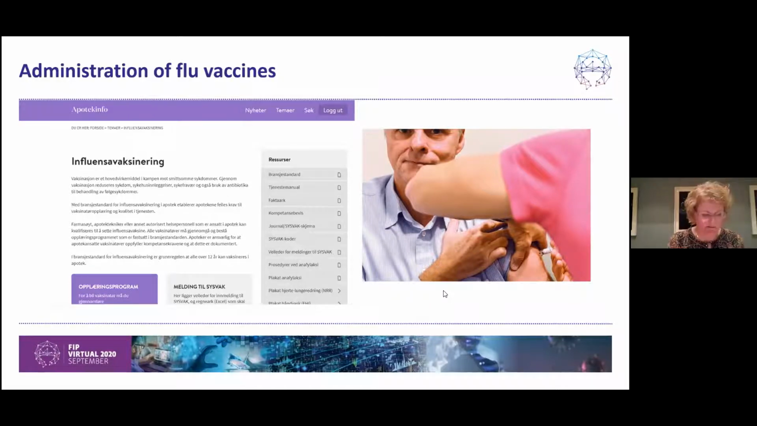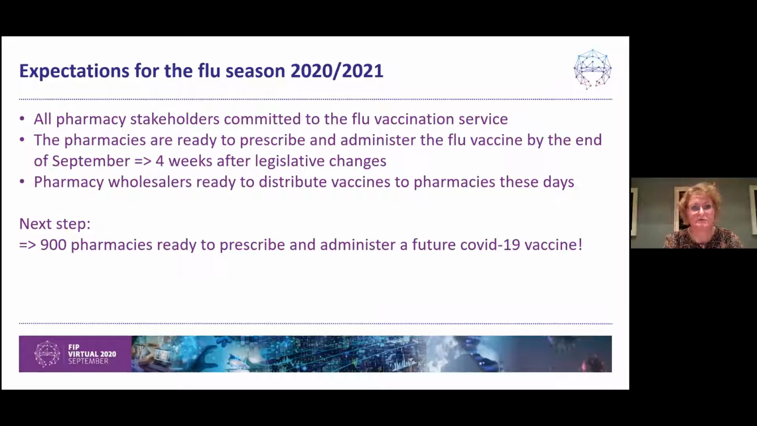In my final slide, I have just listed some expectations for the flu season. We are now in a situation where all the pharmacy stakeholders, they are very committed to the flu vaccination service. There's a lot of activities going on to be able to vaccinate many people in the pharmacies. The pharmacies, they are ready to prescribe and administer the vaccines, the prescription part is done only 4 weeks after the changes in the regulations. So I think that's a very, many people has done a very good job here. The whole pharmacy wholesalers, they are ready to distribute vaccines to the pharmacies these days. And as we speak, the first flu vaccine might be prescribed by a pharmacist in our country.